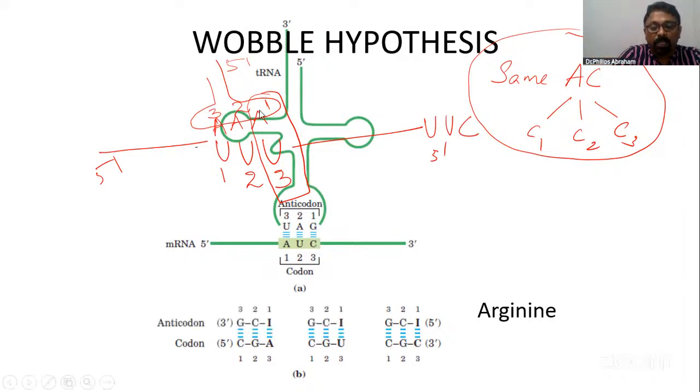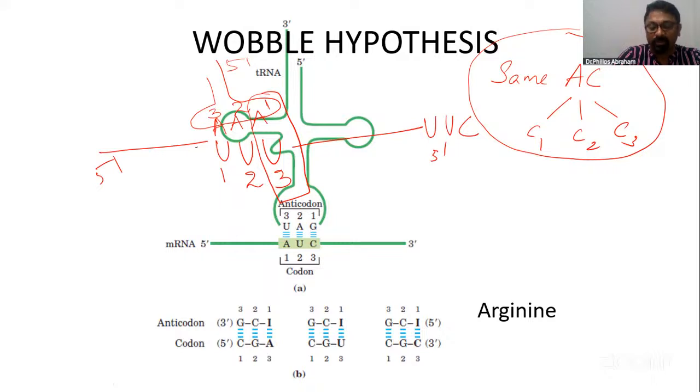The pairing between the first nucleotide of the anticodon and the third nucleotide of the codon does not always obey the base pairing rule. Okay, that is the wobble hypothesis, please note. So the same anticodon will be able to pair with different codons.